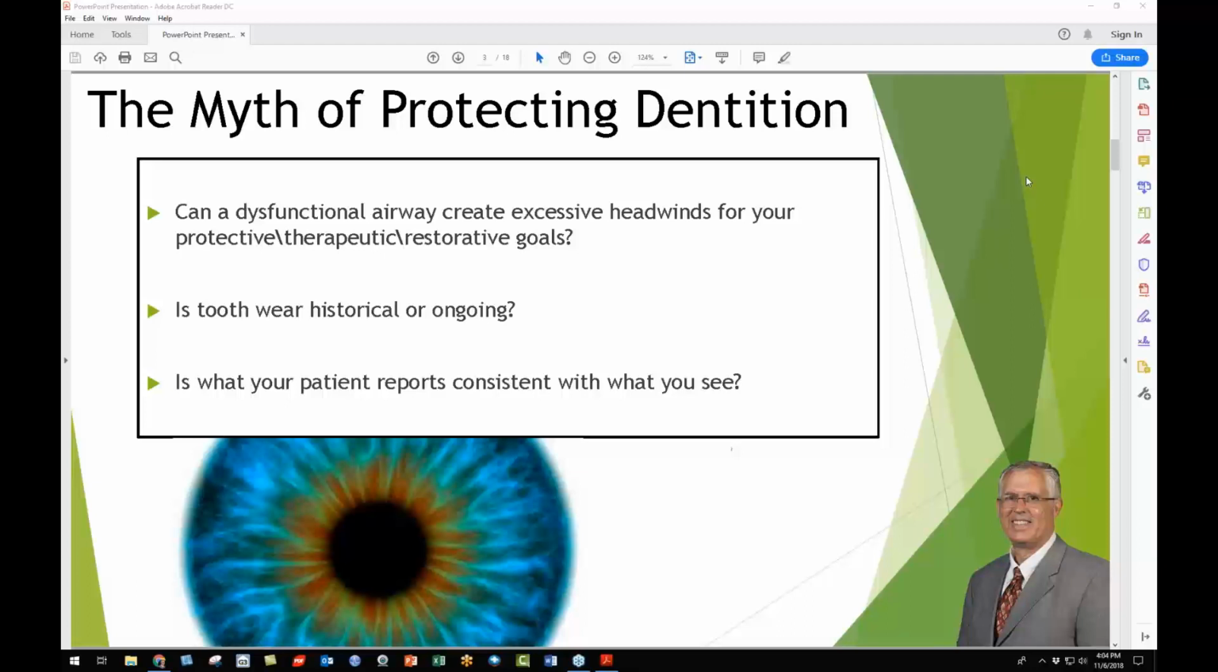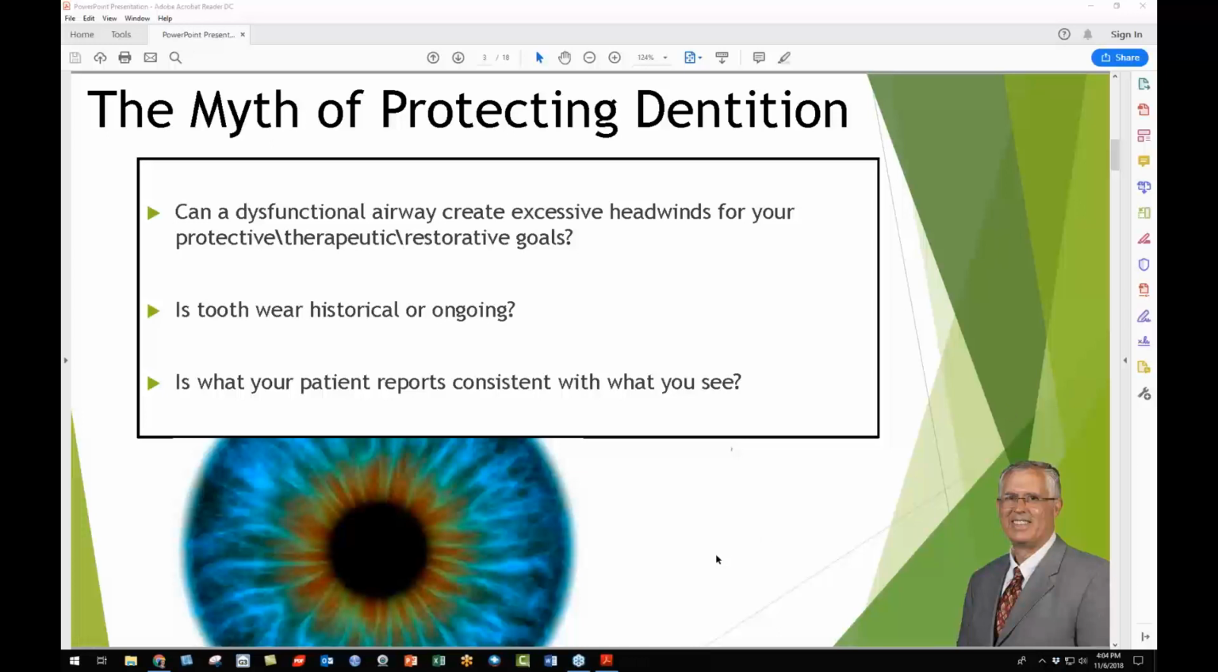Another question that you need to know is, is tooth wear historical or is it ongoing? And it's a very important question when you're planning your rehab. And I think the best way to think about that one is, when you are starting, is there an environment in the patient's mouth that's going to create problems for you that you don't know about? And so we're going to talk about some of those problems that we've noticed.